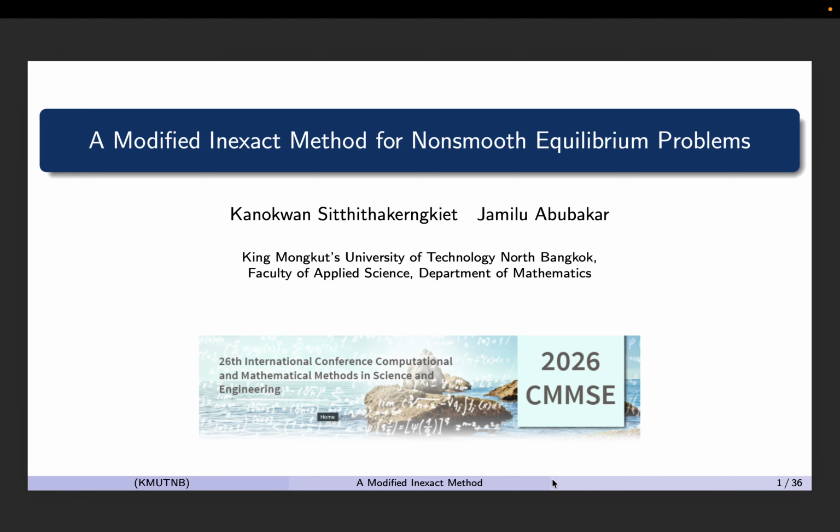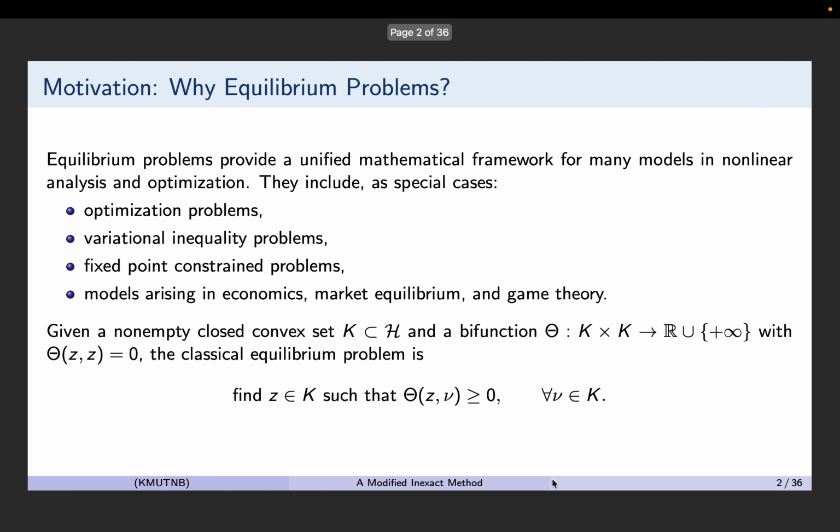My name is Abubakar, and I'm happy once again to be part of the 26th International Conference on Computational and Mathematical Methods in Science and Engineering. I'm going to be talking on a modified inexact method for non-smooth equilibrium problems. This is a joint work with Associate Professor Kanukan from King Mongkut's University of Technology North Bangkok, Thailand.